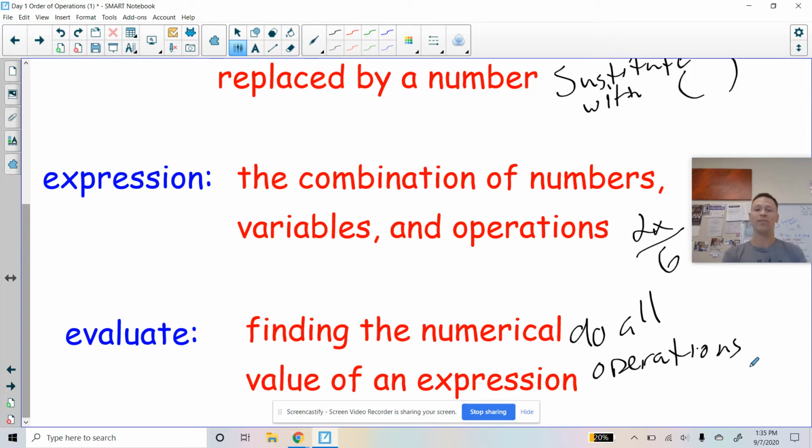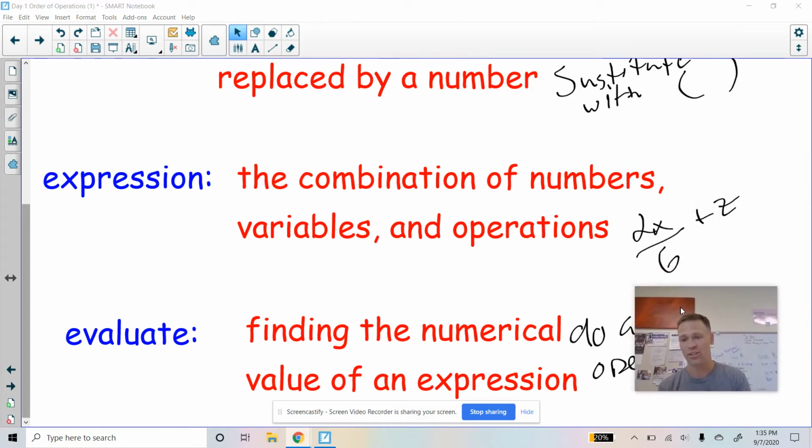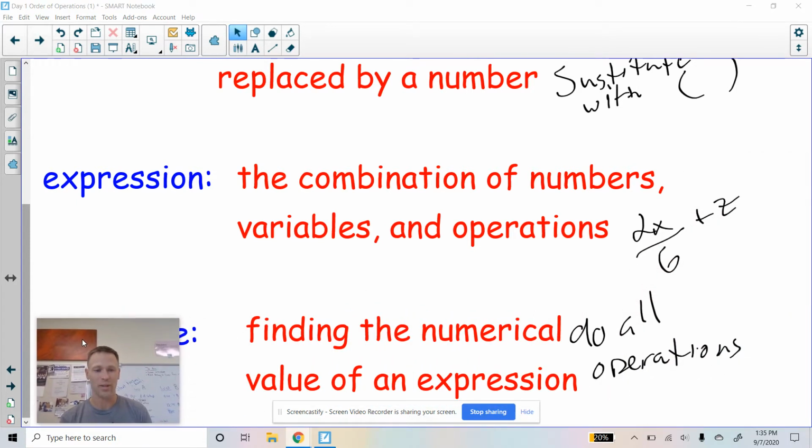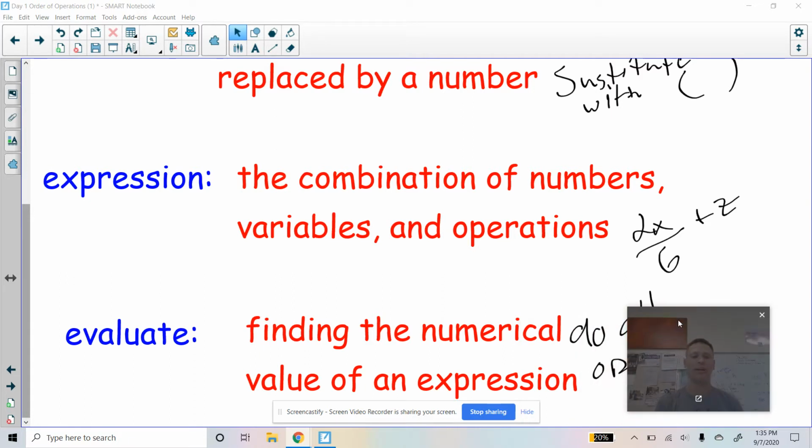I apologize for my handwriting. I'm writing on a slate. I'm going to get better at it. But sorry, that says do all operations. And the best handwriting that I can provide you right now. All right. So that's what it means to evaluate.